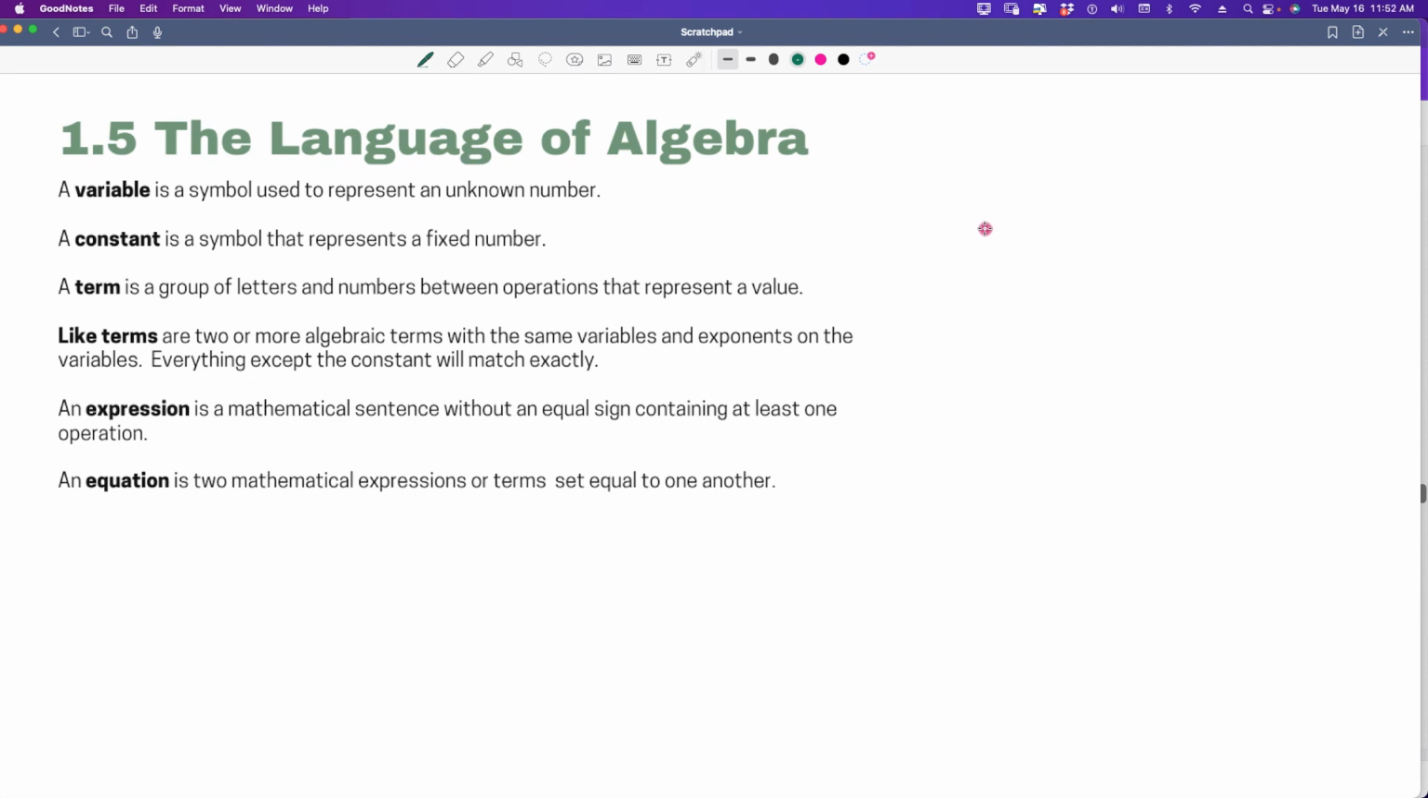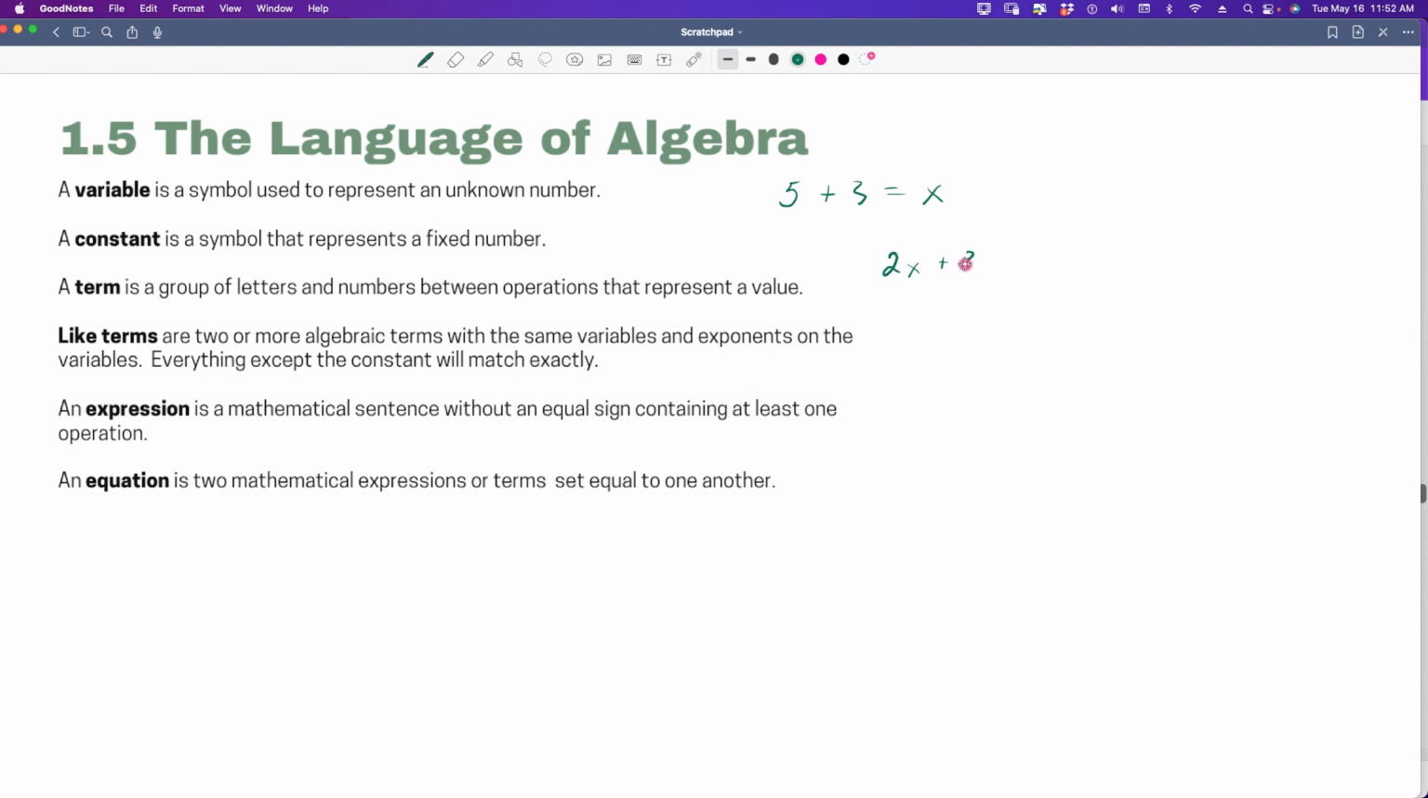A constant is a symbol that represents a fixed number. So in our problem, 5 plus 3 equals x, 5 and 3 are both constants. Now, a term is a group of letters and numbers between operations that represent a value. So a constant is also a term, but this x is also a term as well. So constants and variables are terms, but you're going to run across some problems that look like this.